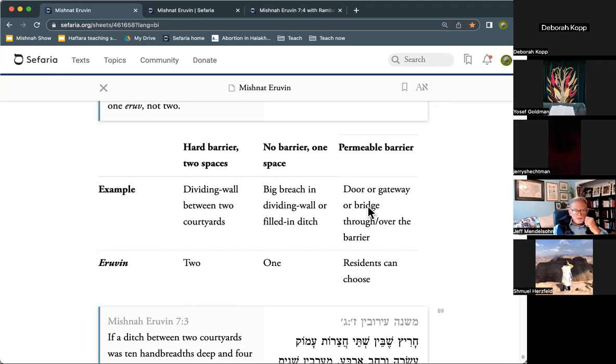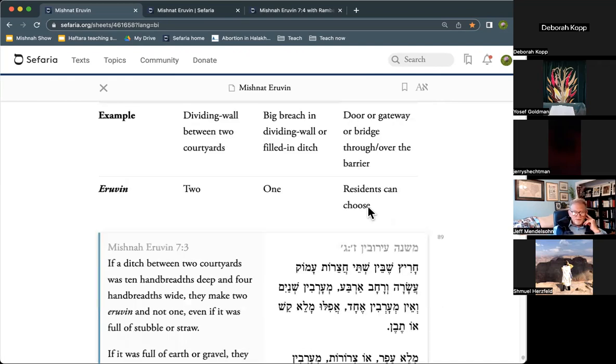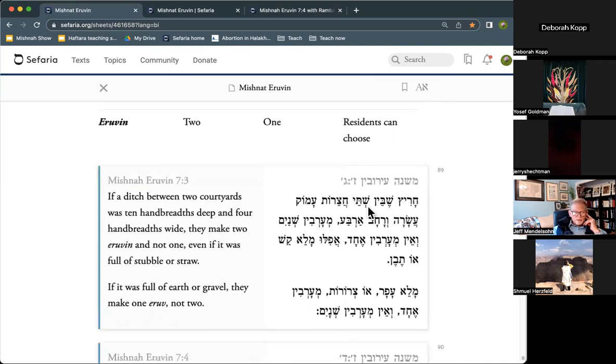So we're going to pick up in Mishnah 3 with a ditch. Charitz shebein shtei chatzarot, amok asara v'rachav arba. This is the mirror image of the wall that's 10 high and 4 wide. This ditch is 10 deep and 4 wide. Ma'arvin shnaim ve'ein ma'arvin echad. They make 2 Eruvin, not 1. There's no choice about it. Hard barrier, no choice, 2 eruvs.